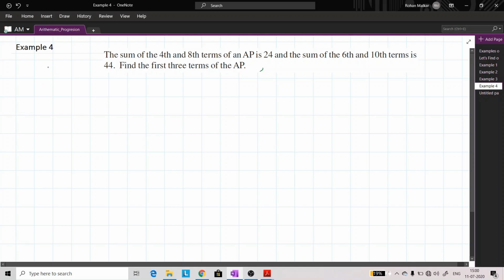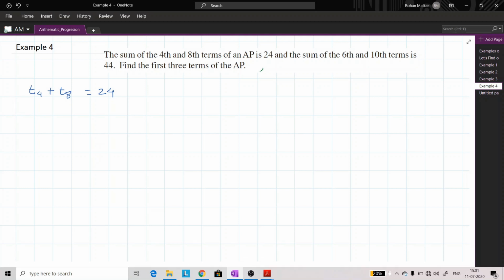So let's look at another example. In this question they are saying the sum of the fourth and the eighth terms of an AP is 24. So T4 plus T8 is 24, and the sum of the sixth and the 10th term is 44, and they are asking you to evaluate the first three terms of this arithmetic progression.